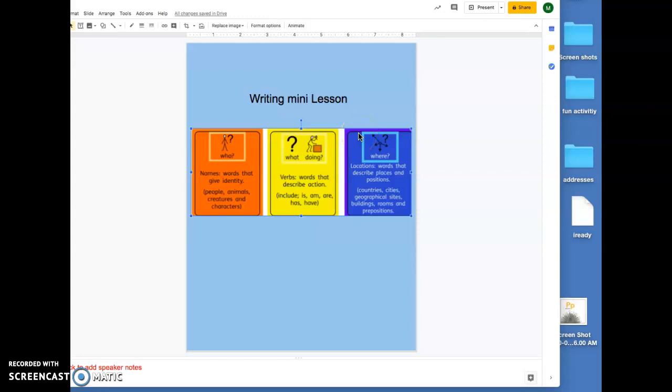So today we are going to work on our writing and forming a sentence. Today we're going to work on the who is doing what and where are they. So for who, it names words that give identity. So a person, an animal, creatures, characters.